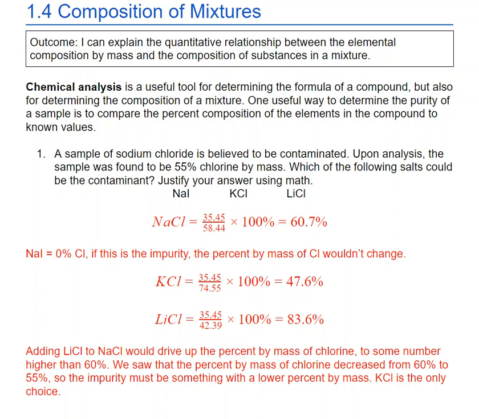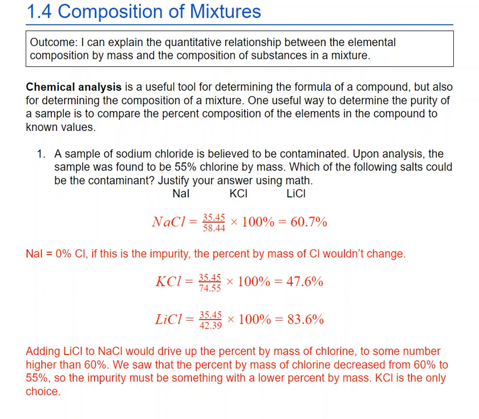So first what I need to do is calculate what the percent by mass of chlorine is supposed to be in sodium chloride. So I'm just going to take the molar mass of the chlorine and divide that by the molar mass of sodium chloride. And I get 60.7%. So we see that we've analyzed the sample and found it to be lower than 60%. So we've got to figure out which of these three would cause the percent to decrease.